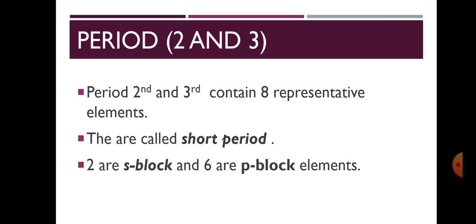Now we discuss the period 1. Period 1 consists of the two elements hydrogen and helium. Then the period 2 and 3. Period 2nd and 3rd consist of the 8 representative elements. What is the representative elements? All the S and the P block elements. They are called the short period. 2 are S block and 6 are P block elements.